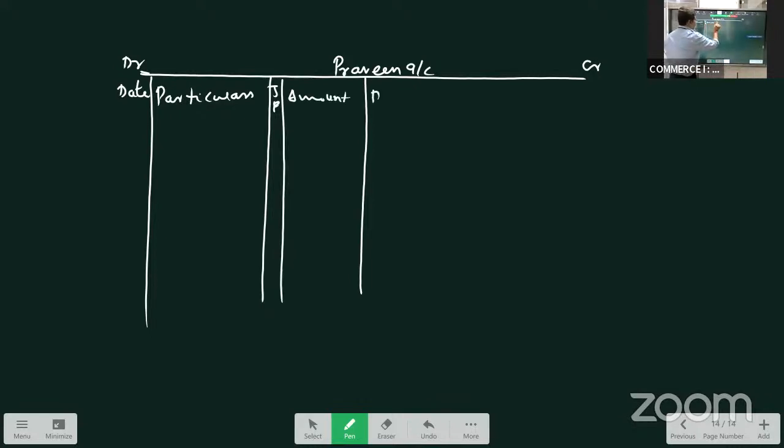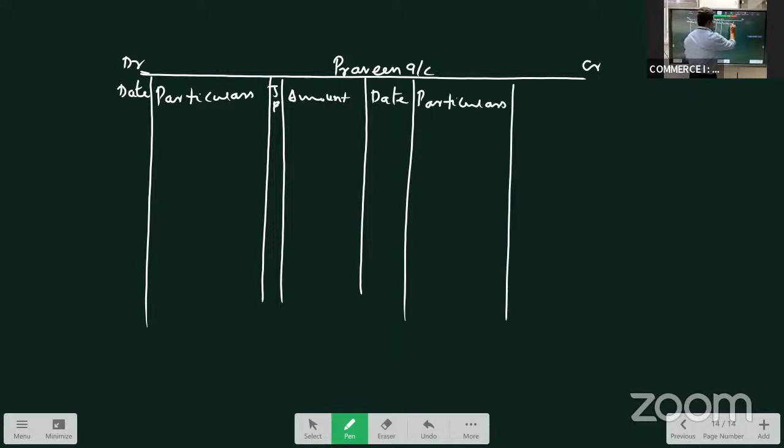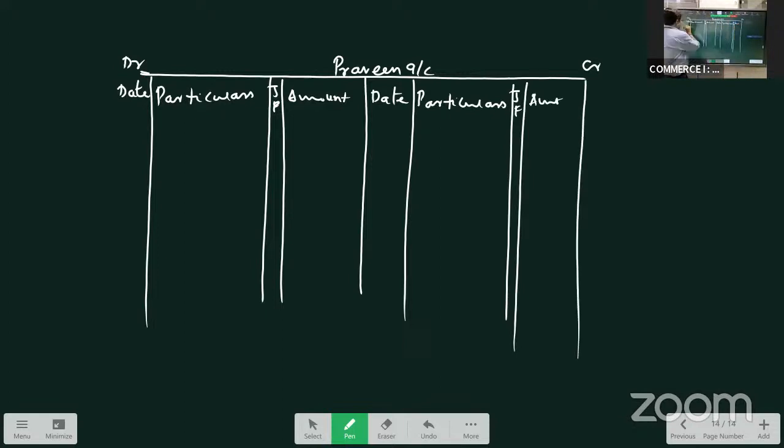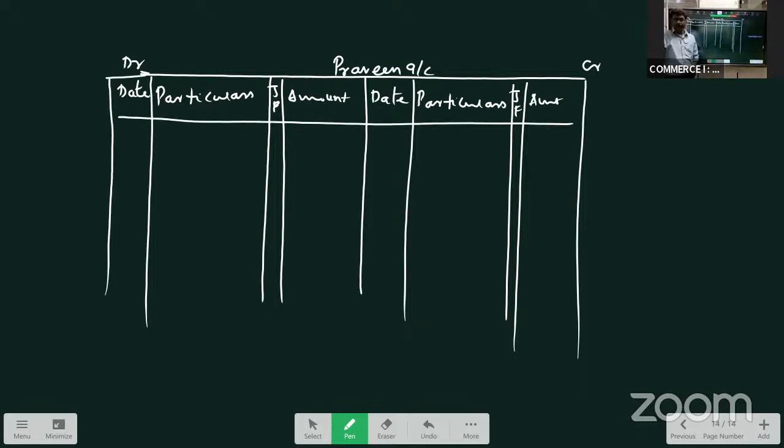Similarly, on the credit side, we take date, particulars, journal folio, and also amount. Format is ready. Let us hit the bullseye now.